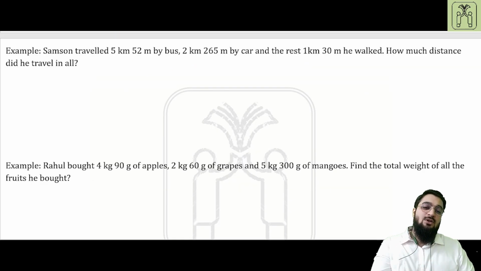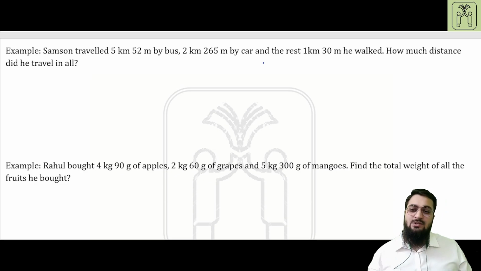Example, Simon traveled 5 km 52 meter by bus and 2 km 265 meter by car and rest 1 km 30 meter he walked. How much distance did he travel in all? So this question comprises of two parts. First is converting this particular verbal problem into a numerical problem, that is in terms of decimal. Second is adding all the three up.